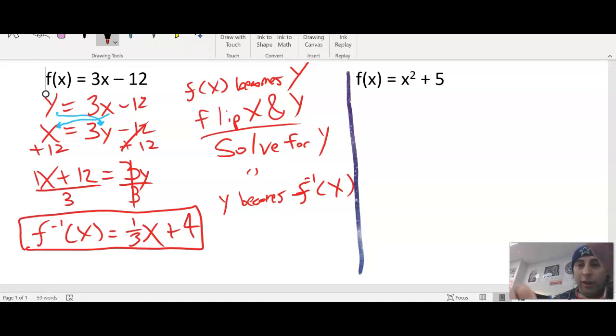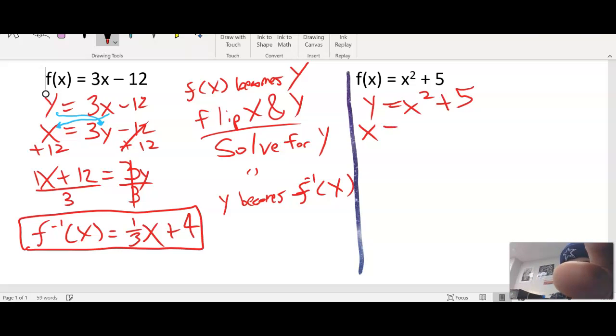Okay, same thing over here. f of x becomes y. Now this is a little different than what we did in the notes and on Khan Academy, but I'm going to show you just one little step difference. Once again, flip x and y. Now I get rid of the loner 5, so minus 5, and I do it on both sides. Opposites cancel. I just rewrite x minus 5 because they're not like terms.